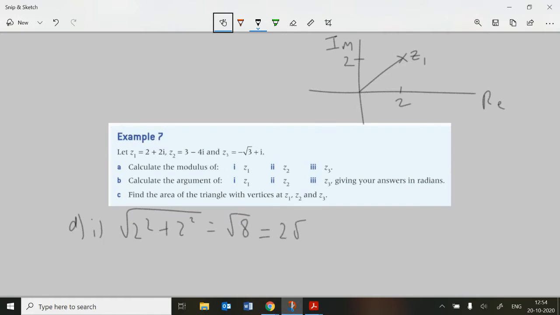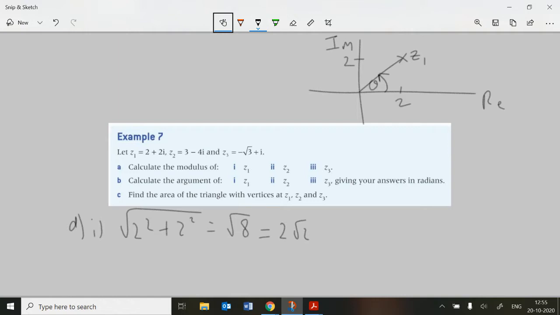Or you might want to write that as 2 square root of 2. Now I'm going to go directly on to working out the argument of that complex number there. So the argument is going to be this theta here. And in fact, you can see quite easily that that's going to be 45 degrees.